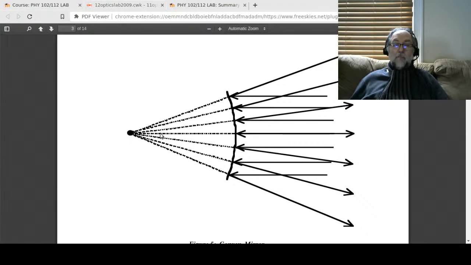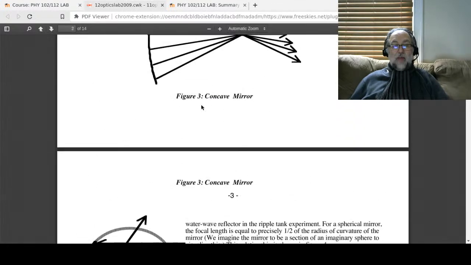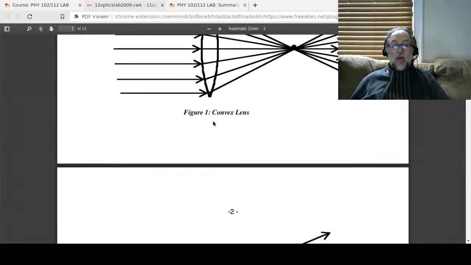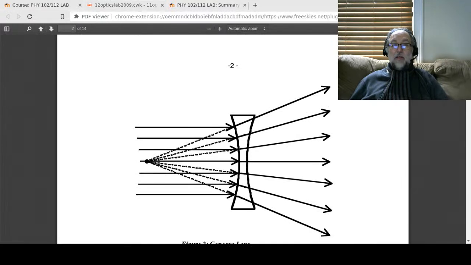Okay. So just to quickly summarize that, now we have four optical devices. The first is the convex lens, and the convex lens is also known as a converging lens, okay, because it makes the rays converge. You have a concave lens, which makes the rays diverge. It could also be called a diverging lens.